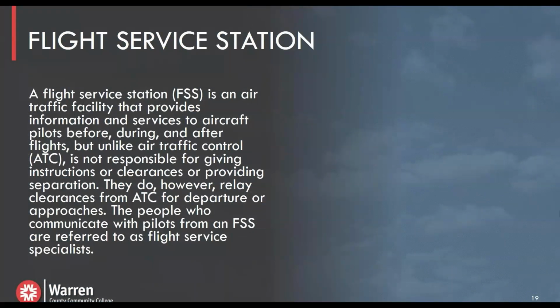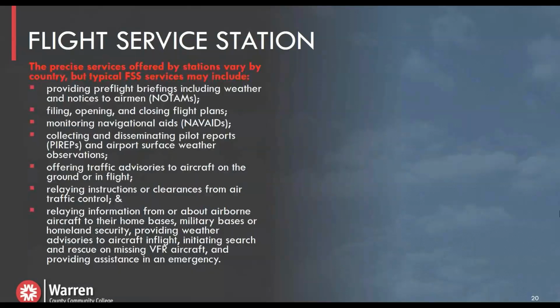You should also know that there is something called a flight service station. I've mentioned it, but we haven't talked about it, so let me give you a sense of what it is. A flight service station, or an FSS, is an air traffic facility that provides information and services to aircraft pilots before, during, and after flights. But it is not air traffic control. They do not give instructions or clearances or provide separations in the air. What they do is they may relay the clearances from ATC for departure or approach. They're at an airport. People who communicate with pilots from an FSS are referred to as flight service specialists.